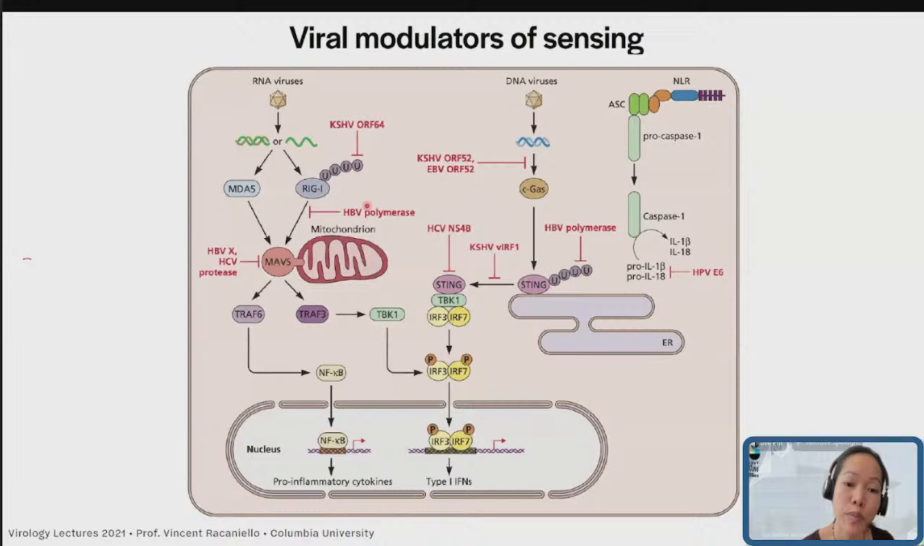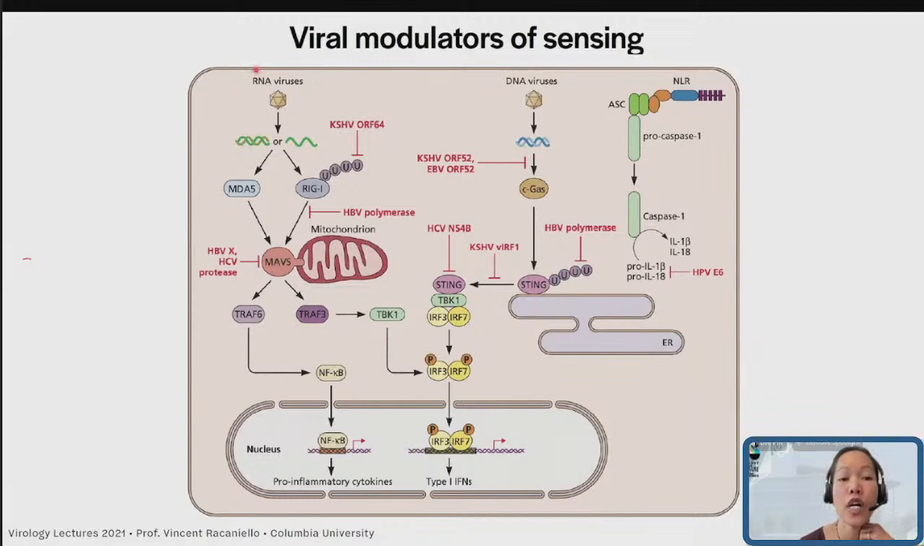For example, yung HBV polymerase, sinusuppress niya yung RIG-I pathway sensing, yung HBV and HCV protease, tina-target niya ang MAVS. Recently, nakita natin yung SARS-CoV-2 alpha variant. Meron siyang ORF6 na nagbabind sa another host protein na tinatarget naman yung TBK1. And all of this leads to suppression ng sensing pathway para makaproduce ng interferon.